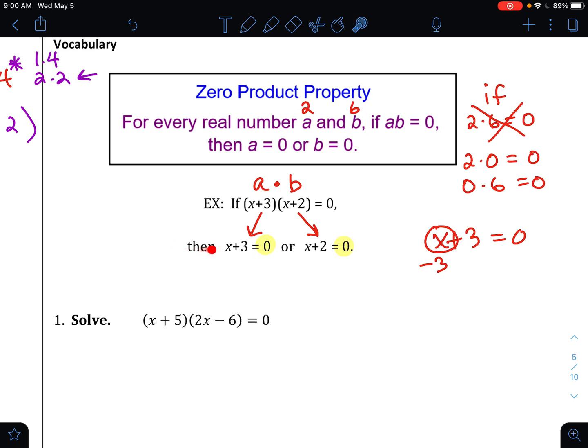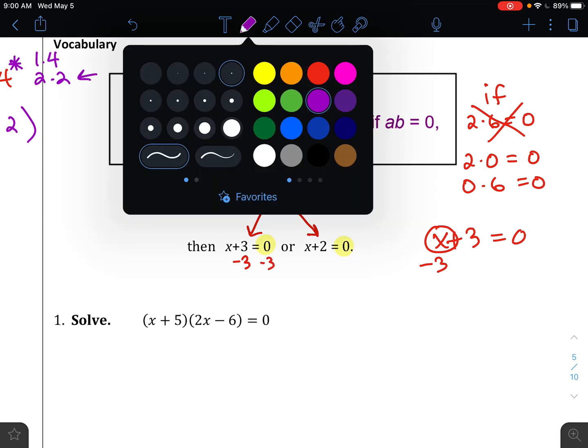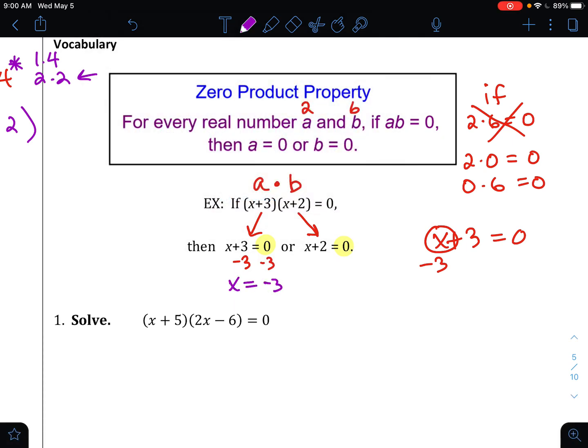So if we come back over here and we solve this, I would take away 3 from both sides. And so I end up with x equals negative 3. And I'm going to have the same thing over here, x plus 2 equals 0. So if I take away 2 from both sides, I end up with x equals negative 2. So I get two answers here. They're not going to be like plus or minus 3 in this case because I have two different equations here. That's called the zero product property because I'm taking the product of factors and setting them equal to 0.